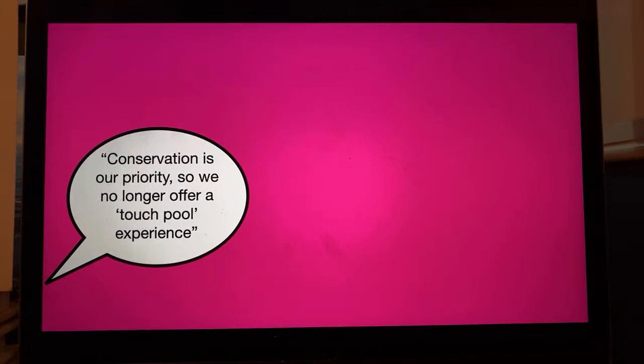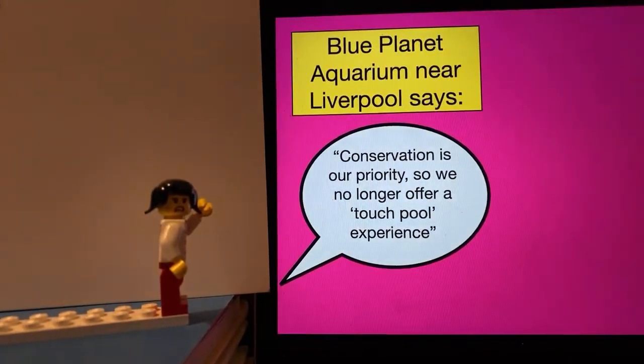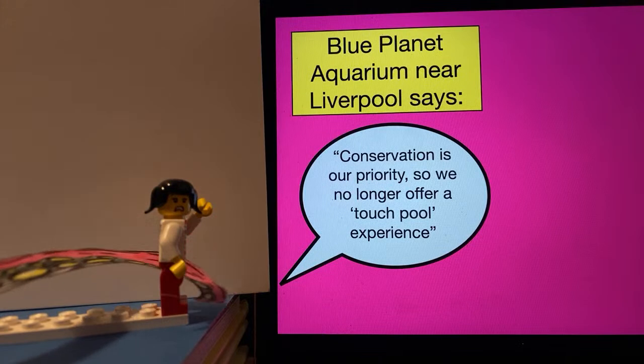And finally, to end on a positive note, a little shout out for the Blue Planet Aquarium near Liverpool, which said on their website, "Conservation is our priority, so we no longer offer a touch pool experience." Suffice to say, if you ever see an octopus, in captivity or otherwise, make the most of it. For a variety of reasons, it probably won't be there for long.